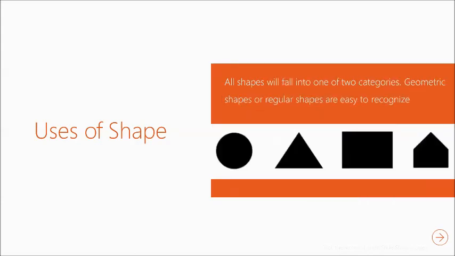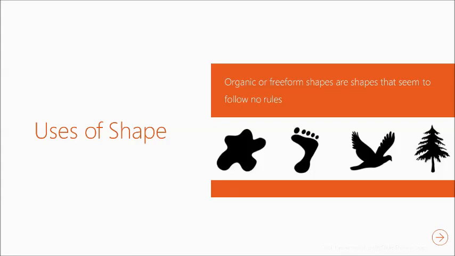All shapes will fall into one of two categories. Geometric shapes or regular shapes are easy to recognize. So like this one. When you say geometric shapes, this is the geometric. This is in the form of a circle, triangle, rectangle, cone. Okay. Organic or freeform shapes are shapes that seem to follow no rules. It somewhat falls under polygon. Okay. But still, it is considered a shape. It is a freeform shape.